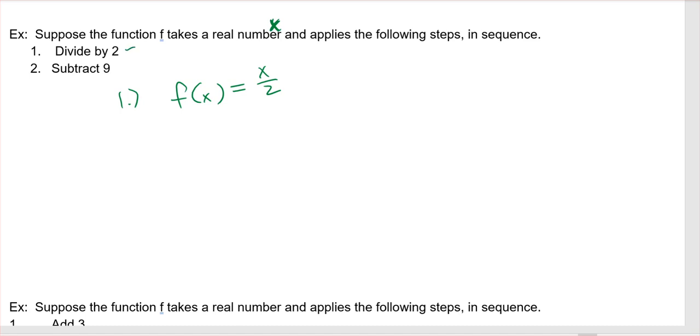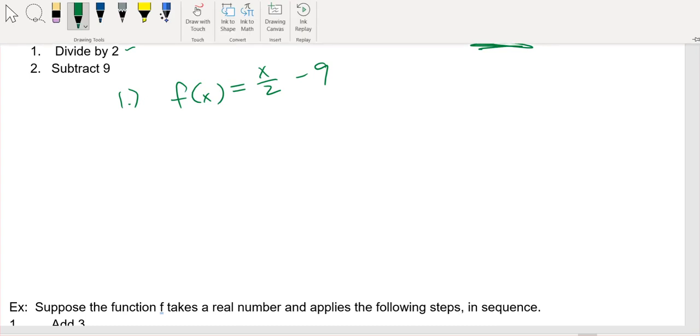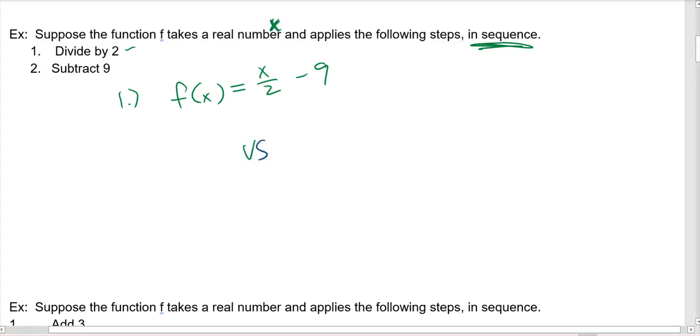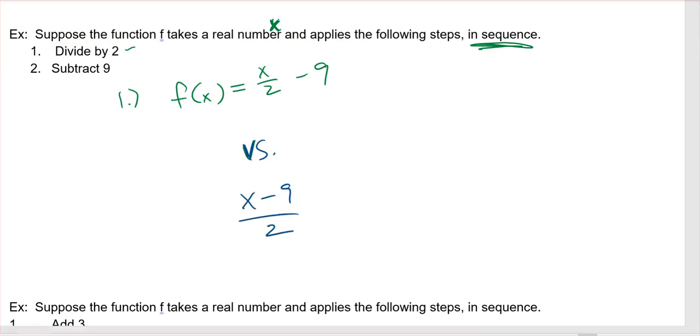So done. And then our second step, what do we do? Subtract 9. Okay, well, minus 9. We're done. So be real careful on these where we're doing these things in sequence. Consider whether or not these things are the same, because it's going to be your temptation to do this.